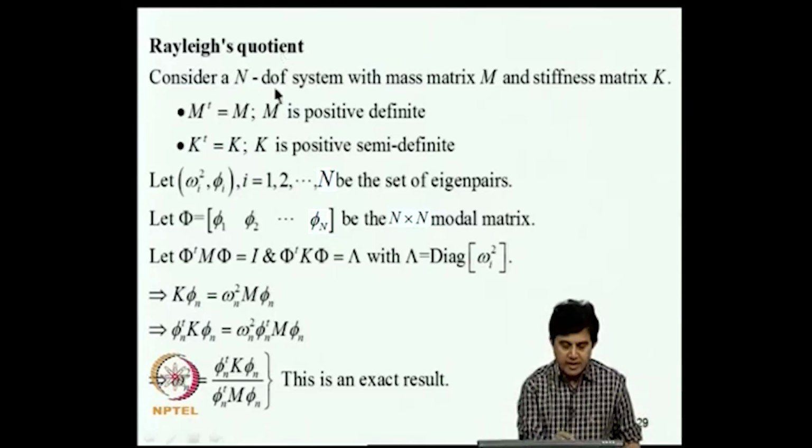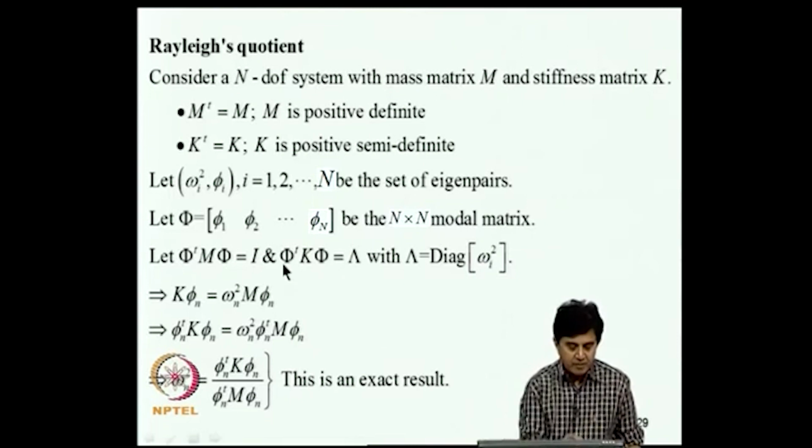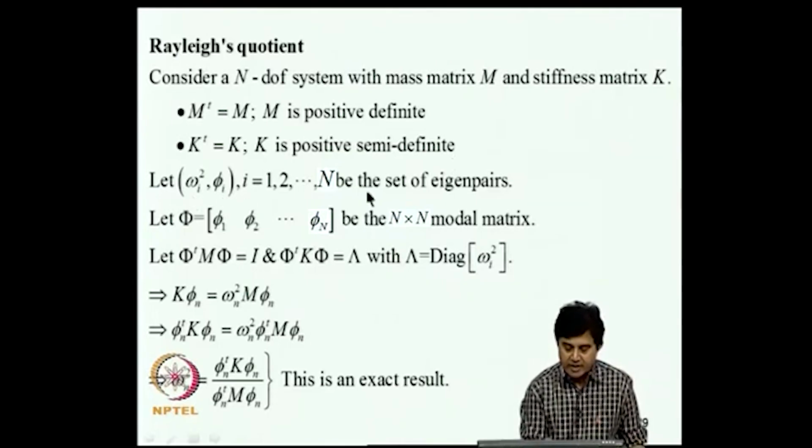If you consider an n degree of freedom system with mass matrix M and stiffness matrix K, where M is symmetric and positive definite, and K is symmetric and positive semi definite, we will denote by omega i and phi i the ith eigenpair.